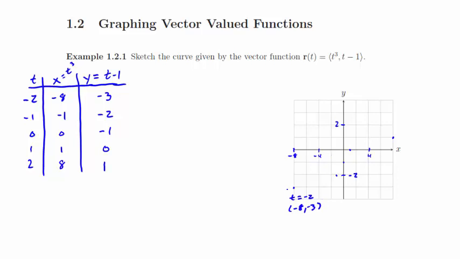And if I connect all of these points, then we get this curve here, and we note that it's going in this direction. I'm not going to label all of these points in this case, just enough to get the idea here. So we see as time is moving forward, we're going in this direction.